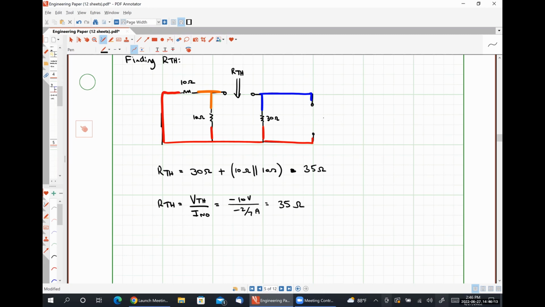So if we can find two and we're sure about how we did it, we can actually get the third quantity without doing any analysis whatsoever. Because as long as we know any two of VTH, I Norton, and RTH, we can always solve for the third quantity. All right, does anybody have any questions regarding Thevenin and Norton equivalent circuits without dependent sources?